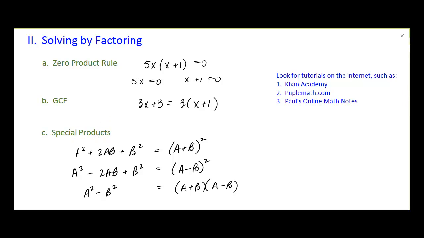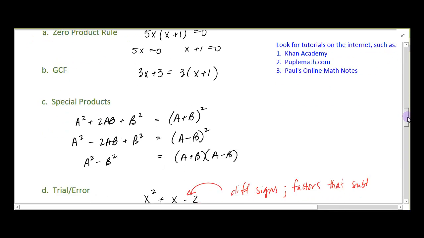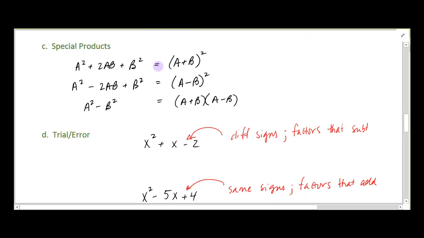Other things that we want to identify whenever we solve by factoring are special products. If you learn to recognize these trinomials, then they factor really easily. The first two are similar in that there are 3 terms. The first and the last terms are both perfect squares, and the middle term is 2 times the product of the a and b. When I have something that looks like this, it will always factor into a plus b, and if this is a minus sign, then it has to factor into a minus b.